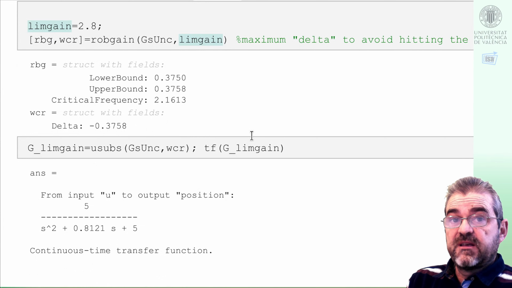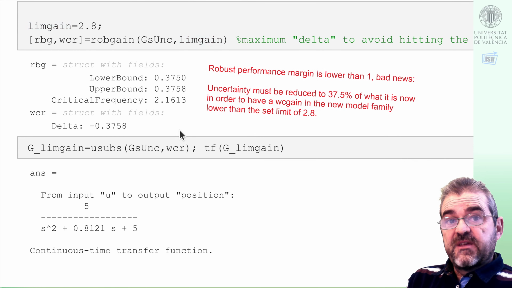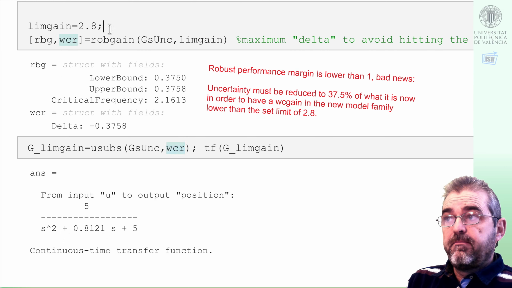And this command tells me which is the reduction of uncertainty that keeps me below this limit. This 0.375 tells me that I would need to be sure that my uncertainty is reduced to 37.5% of my original interval width in order to be sure that my resonance peak is lower than 2.8. So with this uncertainty, if I substitute this delta, I get this thing with 0.81 as a worst case uncertainty, but keeping below this gain limit.